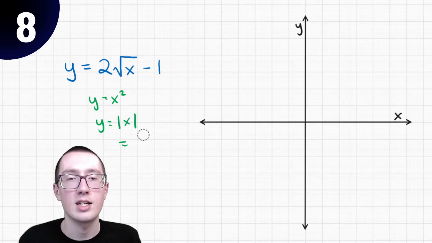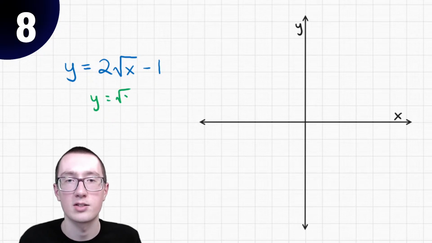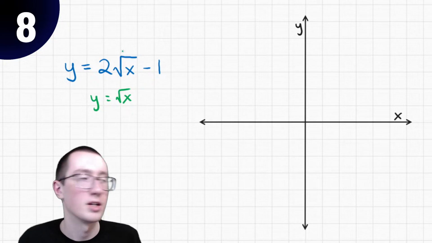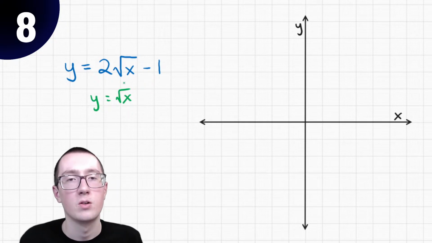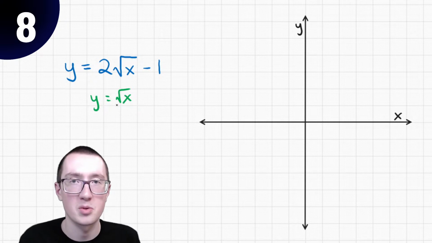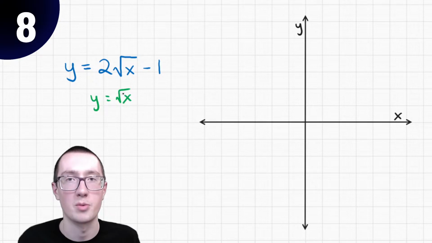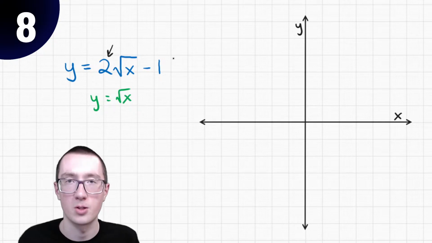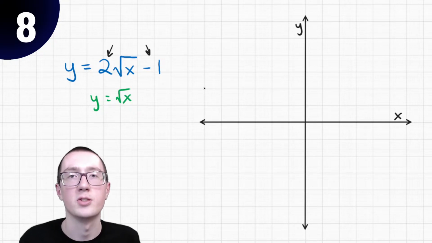But in this case, we're actually going to be using for our parent graph y equals the square root of x, because that's what we have here. For transformations, we graph y equals the square root of x, which for every square root problem is going to be the same every time. That's why we do this, because you can just keep graphing the same graph over and over. Then all we have to do is figure out what this 2 is doing to the graph and what this -1 is doing to the graph.